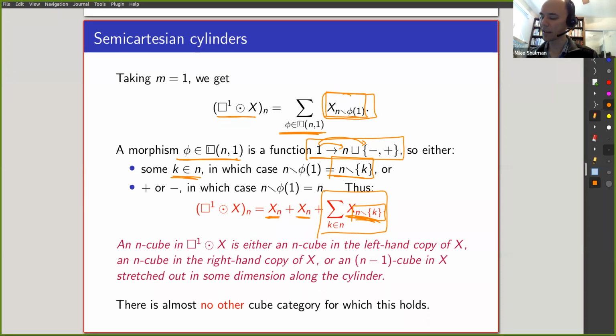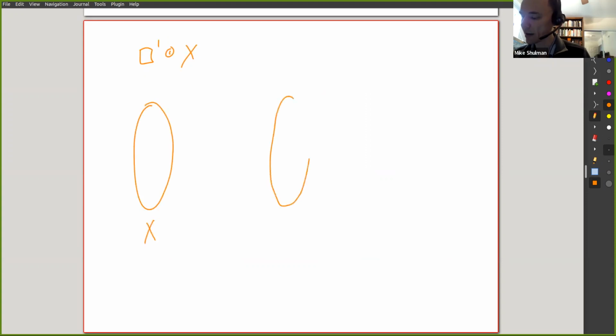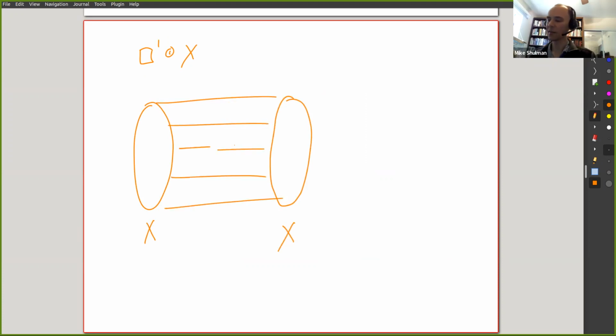So what that means is that if I'm looking at the cylinder, cube 1 times X, and I want an n cube in the cylinder, then it's either an n cube in 1 copy of X, or an n cube in the other copy of X, or it's an n minus 1 cube that's stretched out along the cylinder. I think of this cylinder as having 1 copy of X over here, and another copy of X over here, and the cylinder is supposed to stretch from one to the other. If I'm interested in a square in here, so the 2 cubes, there could be a square that's entirely in one side, or a square that's entirely in the other side.